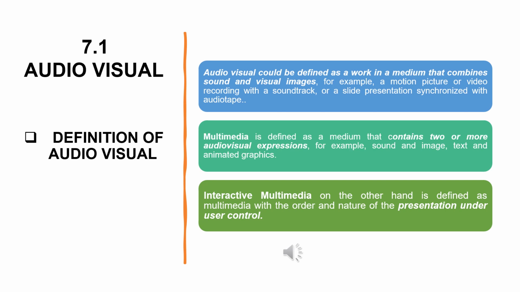Third, what is interactive multimedia? Interactive multimedia, on the other hand, is defined as multimedia with the order and nature of the presentation under user control. That means there is an interaction between the media and the user. For instance, an interactive educational compact disc that children could use to learn mathematics. The user interacts with the questions in the media by answering whatever question is posed, and the media reacts by responding to the answers.